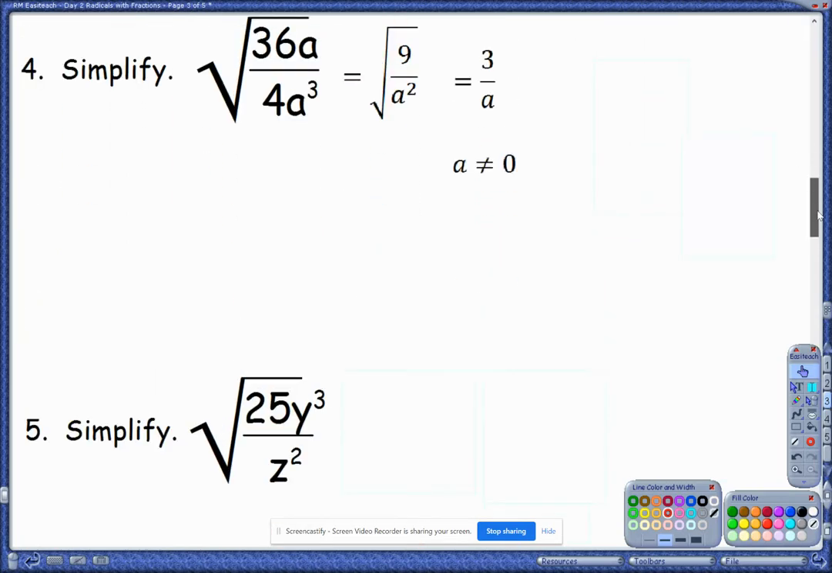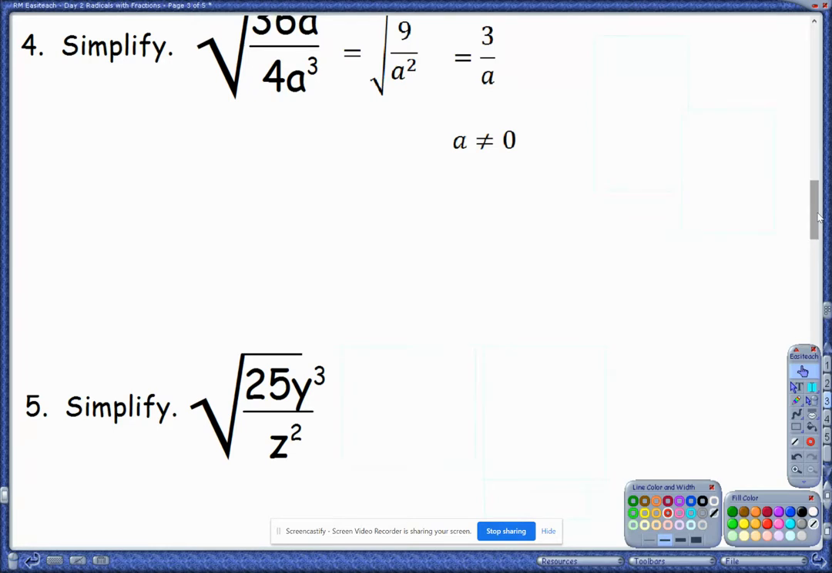All right, here's another one, the last one for this set. So here we have 25, which is a perfect square, y cubed that can be broken up into a perfect square, and z squared, which is a perfect square. So what you do is you take out the 5 and then see what you can do with the variables. The y squared in the numerator is a perfect square and z squared is also a perfect square. So they're going to come out like so, and you're left with a radical y in the numerator. And here of course we want to specify that z cannot equal 0.